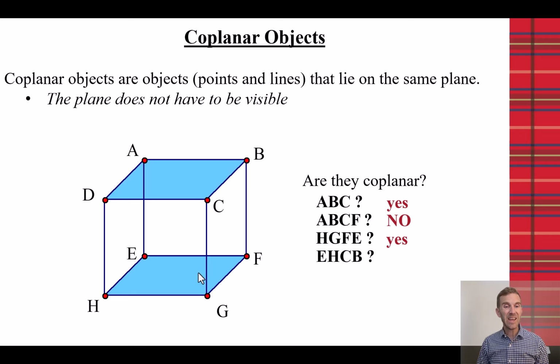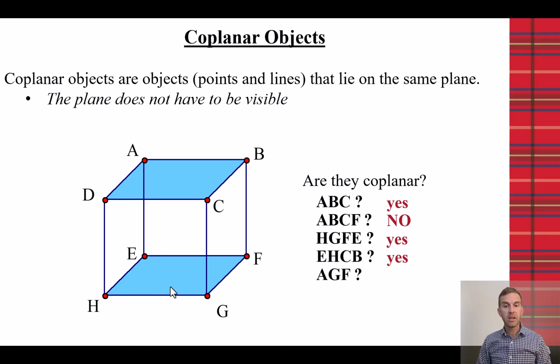What about E, H, C, B? So this one makes us have to think a little bit more, because it's like, well, I don't have an actual face to my cube, but if I think about the diagonal, and I think about how these points are lined up, I could take a piece of paper and I could slice it down from BC through HE, and all 4 points would fall on that diagonal plane. So we would say, yes, this is coplanar.